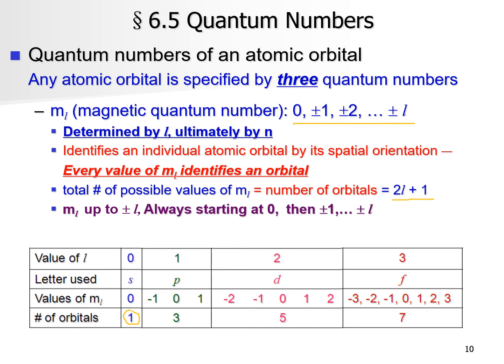So the total number of possible values of m sub l, which equals the number of orbitals, equals 2l plus 1. And we all know there's a limit for us to pick m sub l, because it's up to plus minus l.